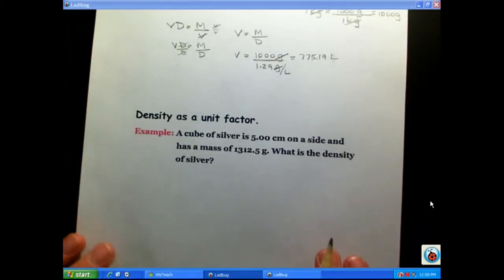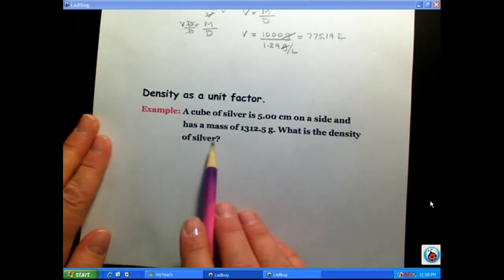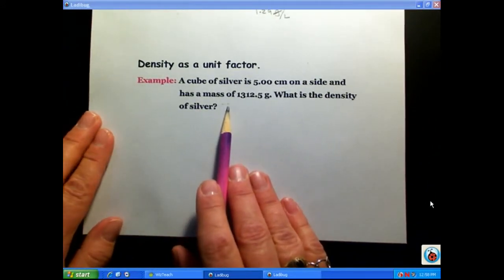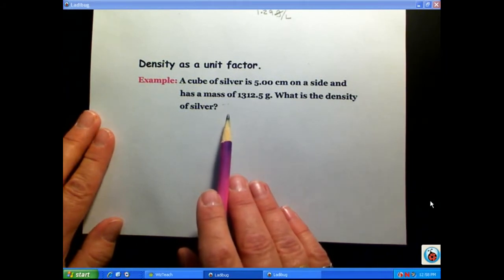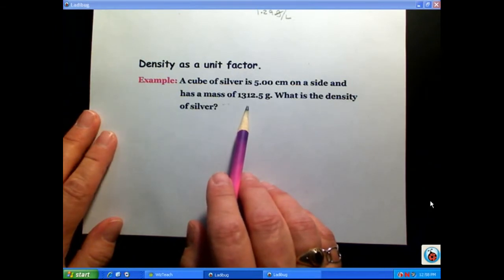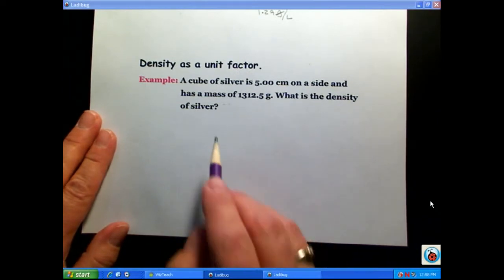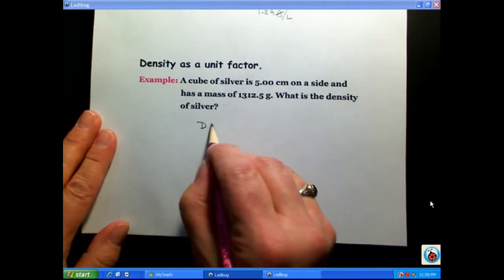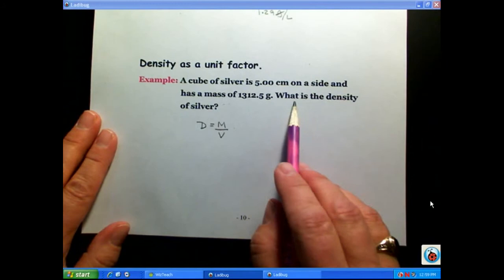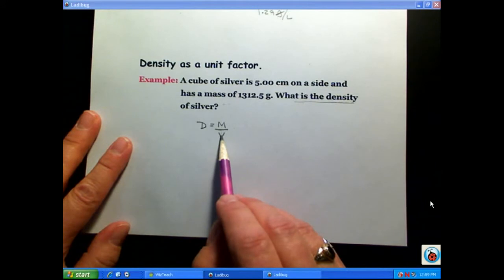Now the next problem is going to be using density as a unit factor, and the example is: a cube of silver is 5 centimeters on a side and has a mass of 1,312.5 grams. What is the density of the silver? So now we'll use our formula D equals M divided by V, and we don't have to do any rearranging here because we're looking for density. Now we have to insert our units.